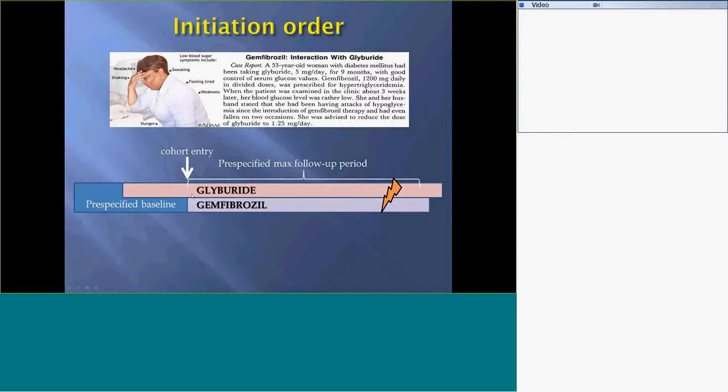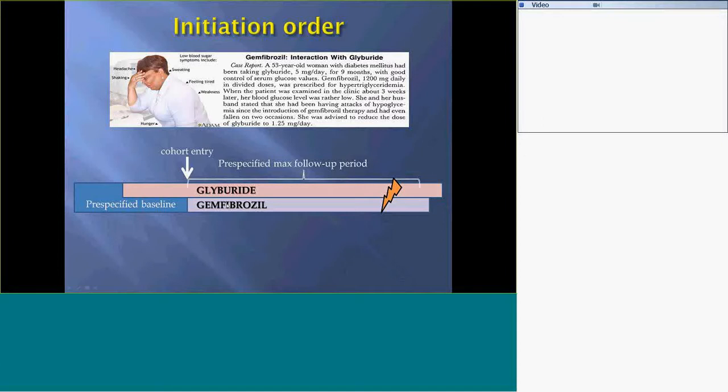So as I alluded to before, when using a cohort framework, we tend to follow people to minimize confounding by indication when they start, when they're concomitantly exposed, rather, to both the object drug and the precipitant drug. And that defines cohort entry. And then we follow people forward, normally over a pre-specified maximum follow-up period, until they either have or don't have the event of interest.